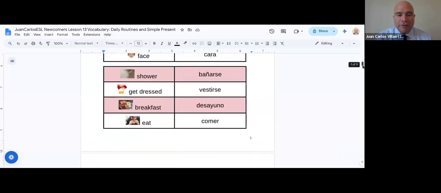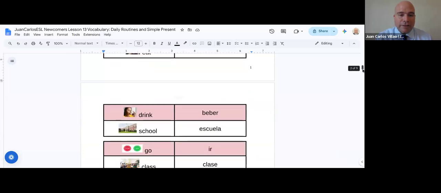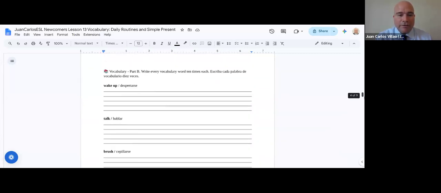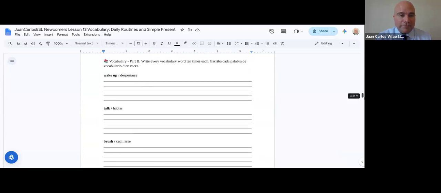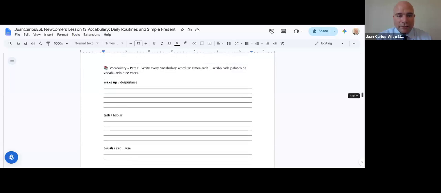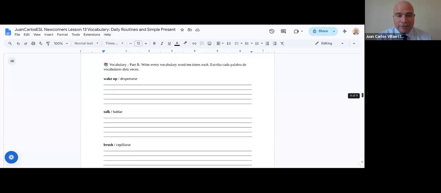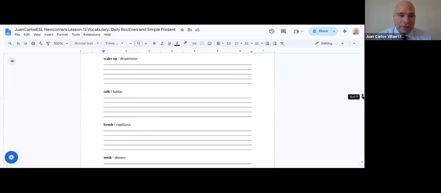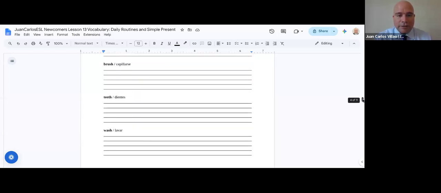Part A, read each word 3 times out loud. And then when you get to part B, write the vocabulary word 10 times each. All 30 vocabulary words you will write 10 times each. Cada palabra vocabulario van a estarle escribiendo 10 veces cada una. So write every vocabulary word 10 times each.